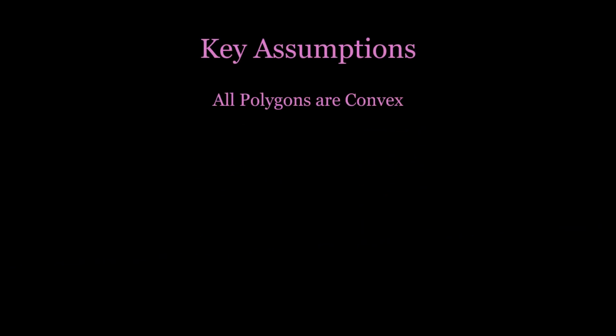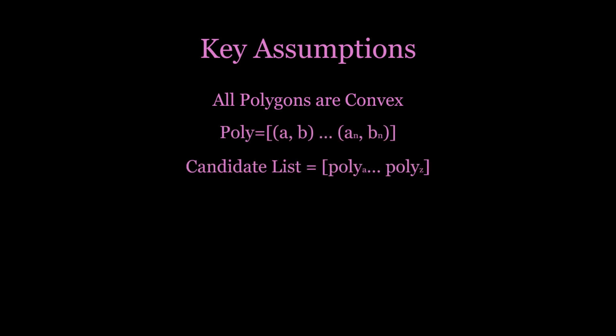Before continuing, let's consider the key assumptions needed for this algorithm. All polygons must be convex, defined by a list of vectors, stored in some master candidate list, and the environment we're working in must be tick-based.